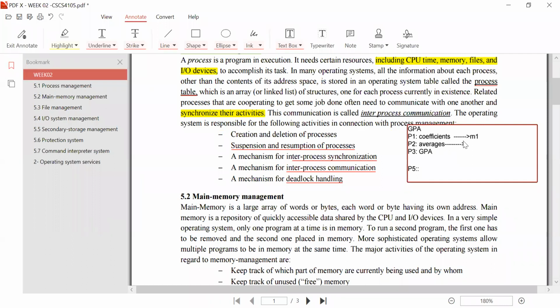Or process 1 needs a resource that process 2 is using, and at the same time, process 2 needs a resource that process 1 is using. And none of the processes is willing to release their resource, okay?